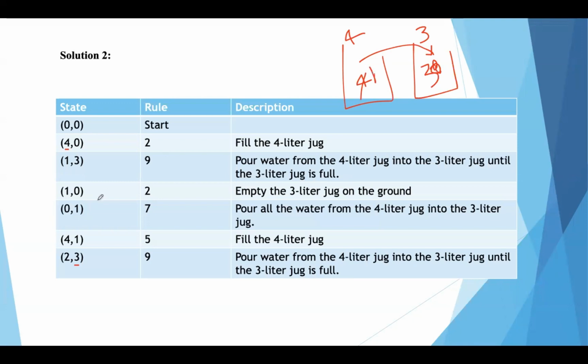And after that, you need to pour all the water from 3-liter jug to ground. Now this is empty. So that is the state 1, 0. And after that, you need to pour the water from, so here pour water from 4-liter jug to 3-liter jug. Pour all the water. So we are having 1 liter capacity here. So if you pour this 1 liter water into 3-liter jug, then there is nothing in 4-liter jug.